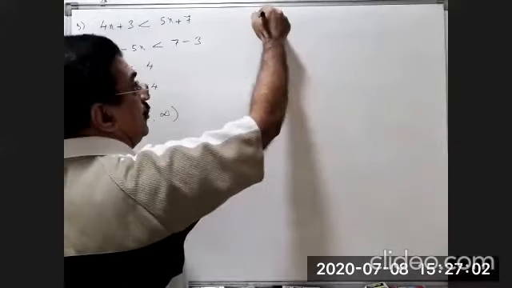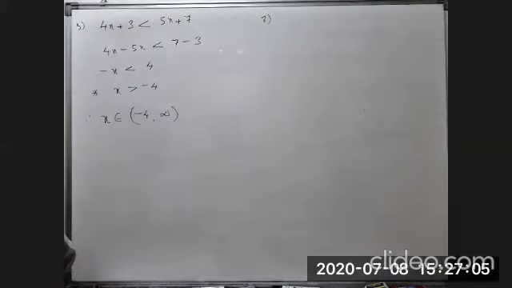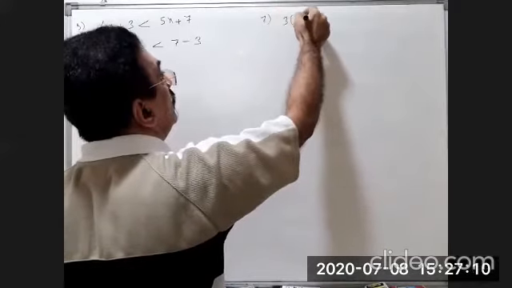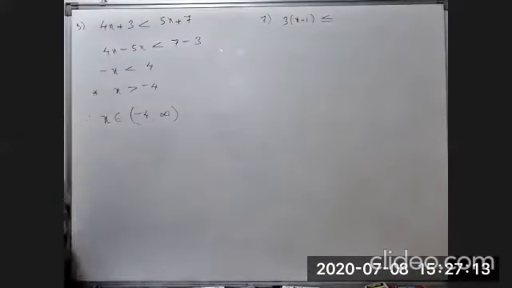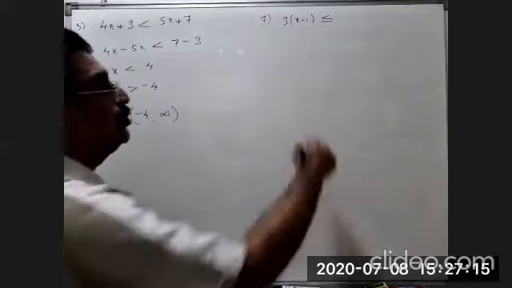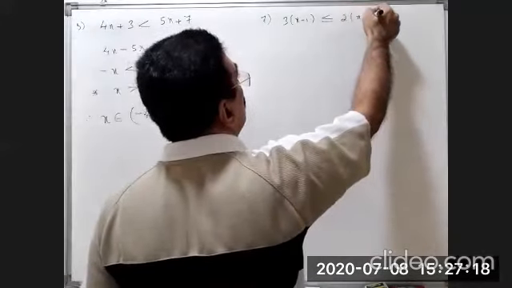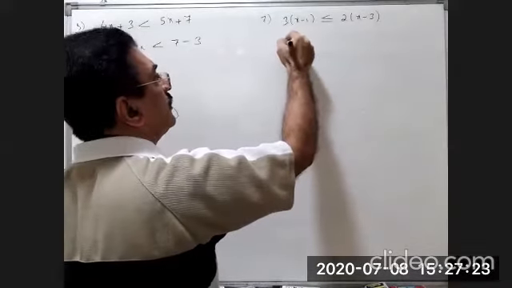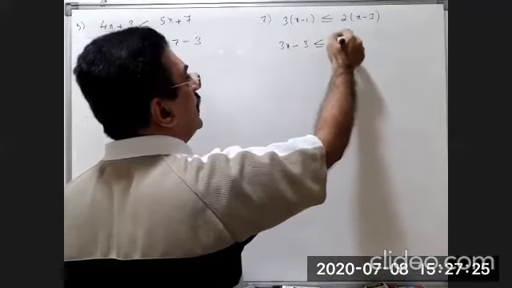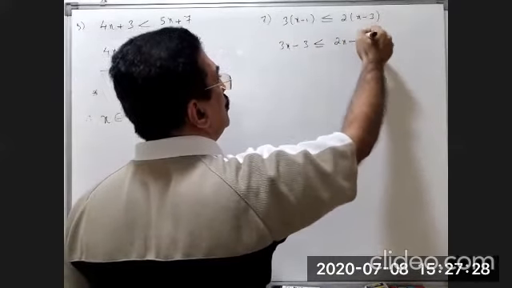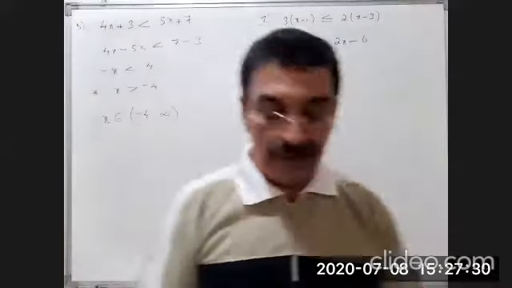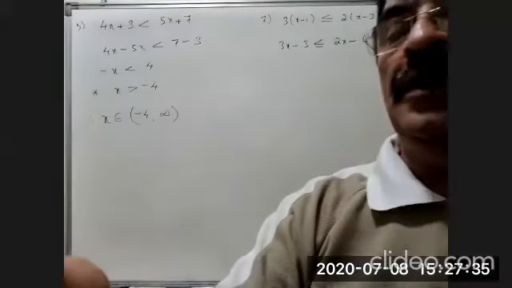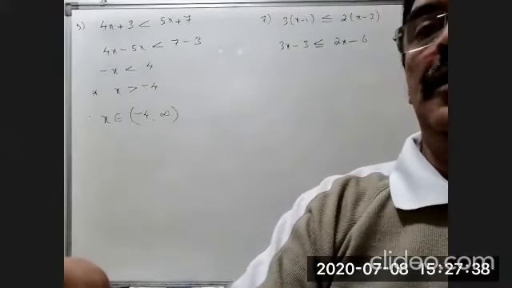Question number 7. 3 into x minus 1 less than or equal to 2 into x minus 3. Same thing. Open the bracket first. 3x minus 3 less than or equal to 2x minus 6. Now take all the terms of x to left hand side and all constants to right hand side. Do it and tell me the answer.